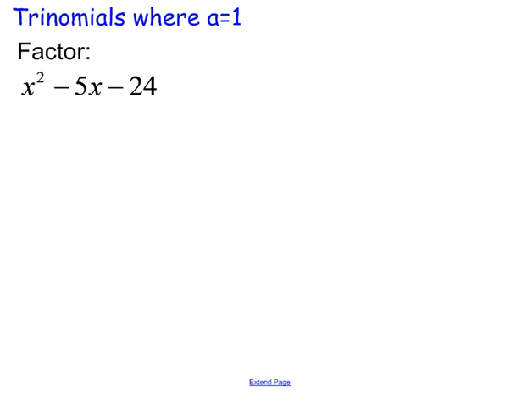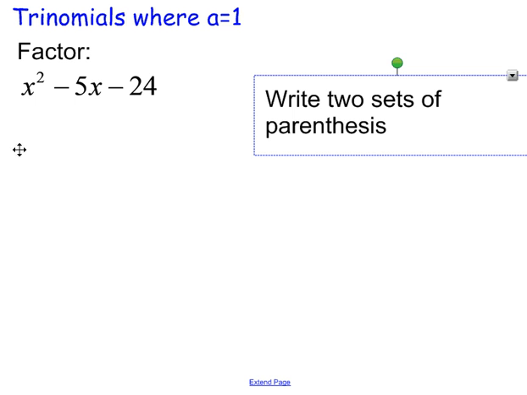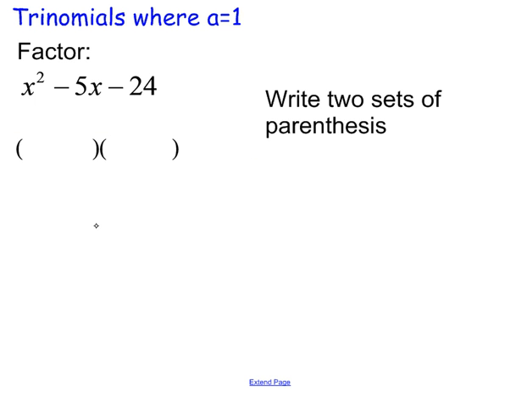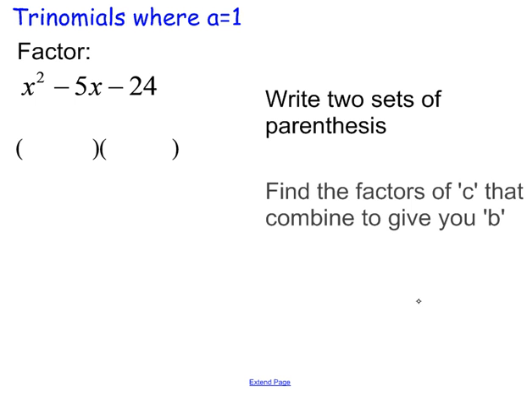Okay, third scenario. Trinomials where a equals 1. Again, most of you have seen these. This is just a quick review. So you're going to write 2 sets of parentheses. Now, you got to find the factors of c that combine to give you b. So if you recall, the coefficient of x squared is a, the coefficient of x is b, and this is your c. So you're looking for the factors of -24 that add up to -5. That's what you're looking for.